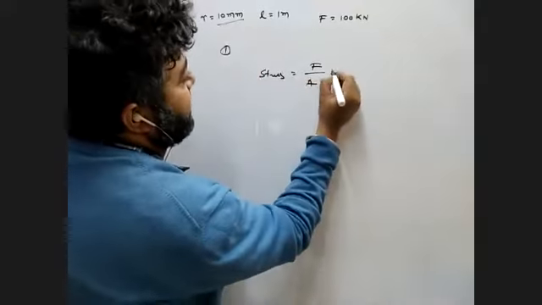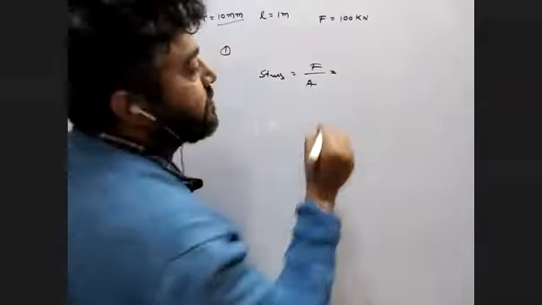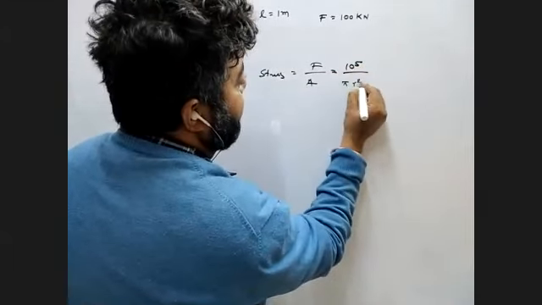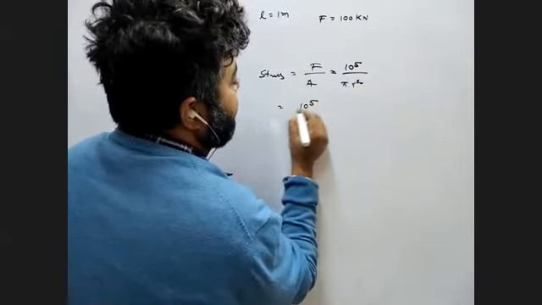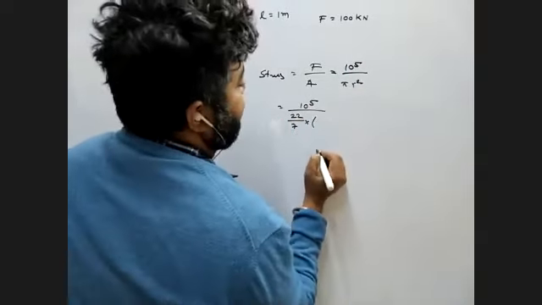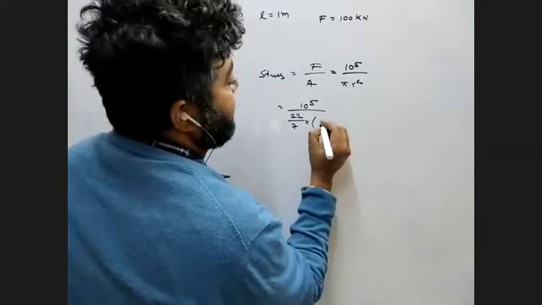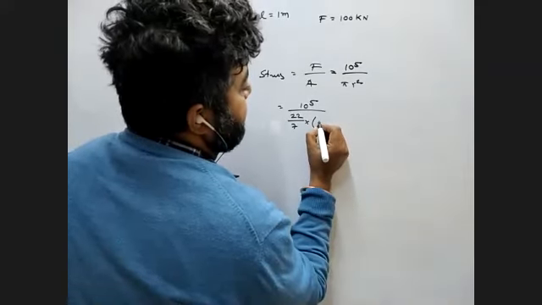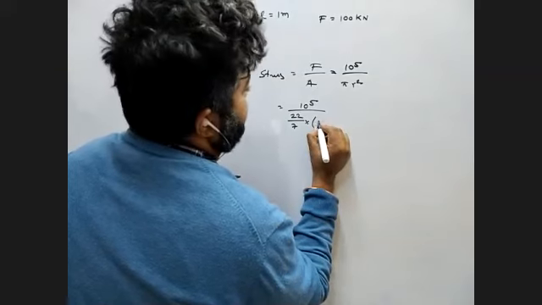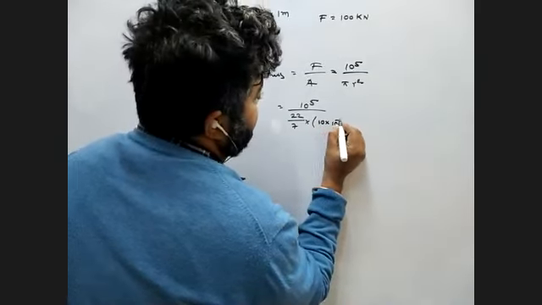So stress is 10 to the power 5 by pi r square. So 10 to the power 5 by 22 by 7 into, 10 mm means 10 to the power minus 2 meter, so 10 to the power minus 3 square.